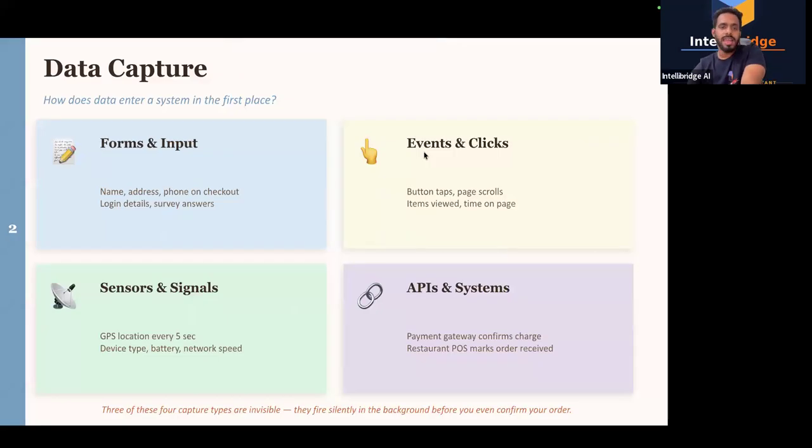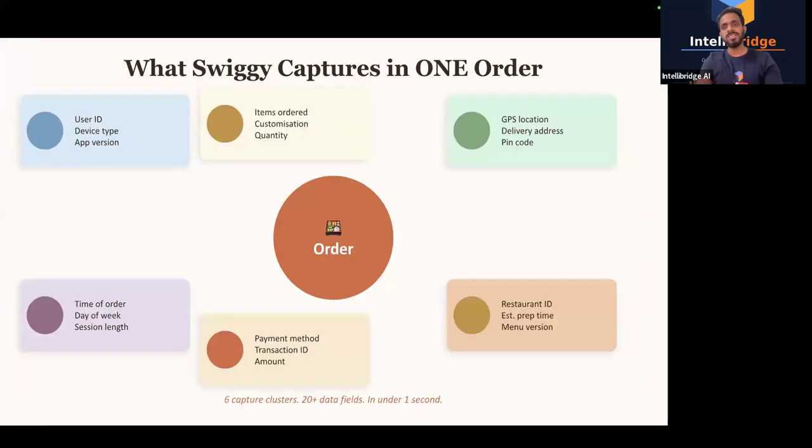So we can collect data from forms and inputs, then events and clicks on the app, then sensors and signals and API systems. This is at a high level what Swiggy captures: your user ID, your device type, your app version, your time of order, day of week, session length, how much time you have spent on the app. So all these metrics are captured.